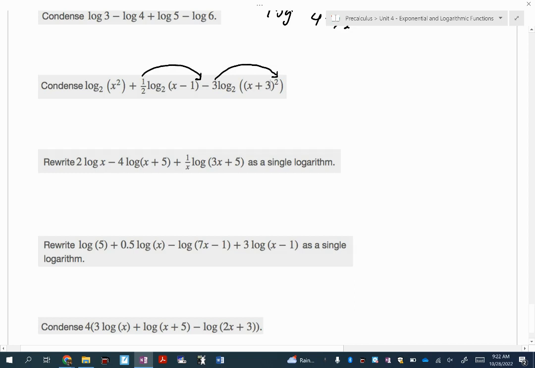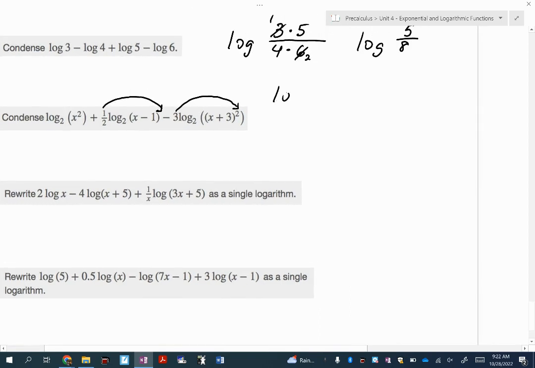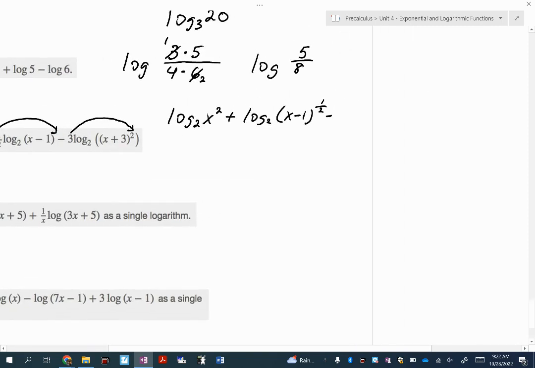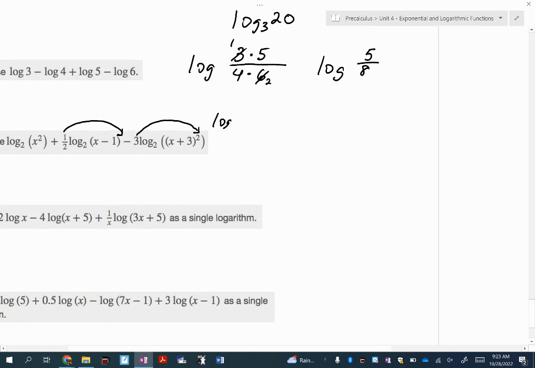When you do that, it's going to end up giving you, let me actually start over so I don't lose my space here: log base 2 of x squared plus log base 2 of x minus 1 to the 1/2 power, and then minus log base 2 of x plus 3. Now watch this, that's squared, but then all of that raised to the 3rd power.